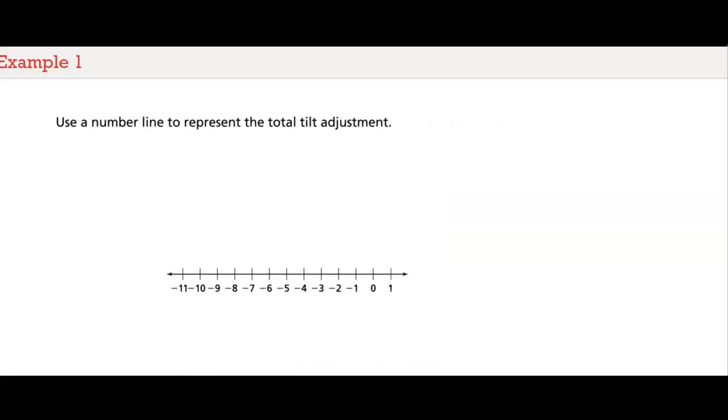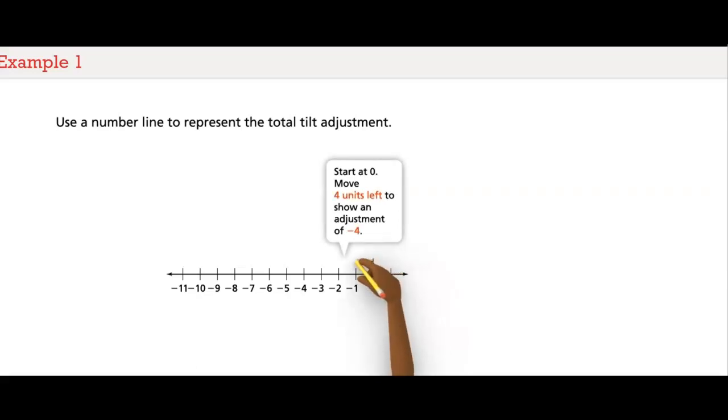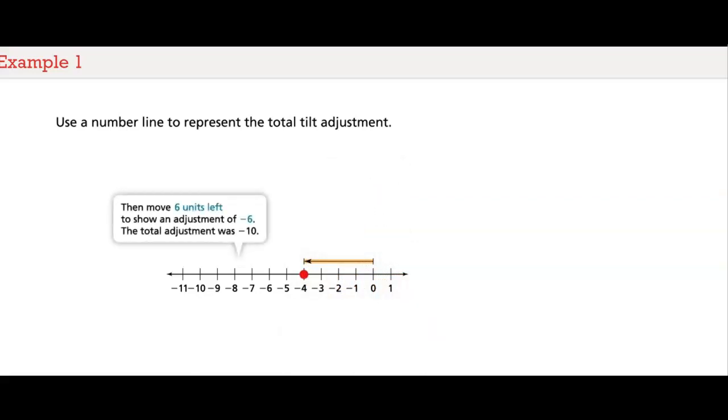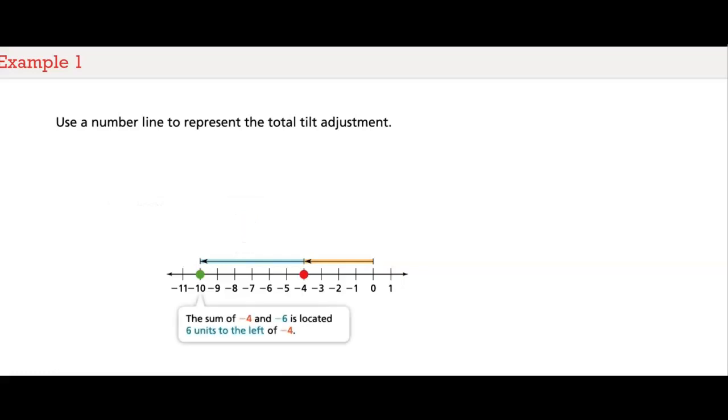Use a number line to represent the total tilt adjustment. Remember, the tilt of the photo started at 0 degrees. To show Nina's first adjustment, start at 0. Move 4 units left to show an adjustment of -4 degrees. Then, to show her second adjustment, move another 6 units left, which represents -6 degrees. The total adjustment is -10 degrees.